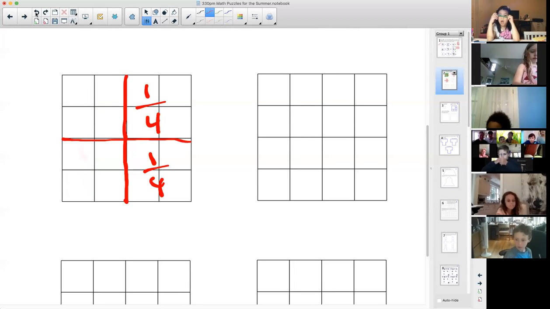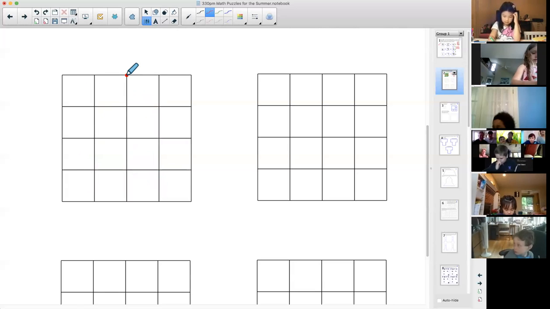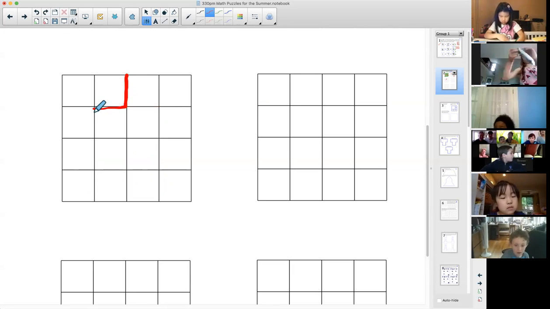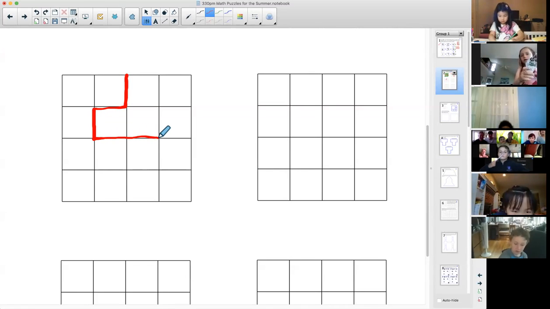Let's build on this. So start at the middle line again. Yes? Go down one block. Then, you want me to go to the left? Or the right? And then go down. And then go to the other side, 2 squares. Then go down all the way.